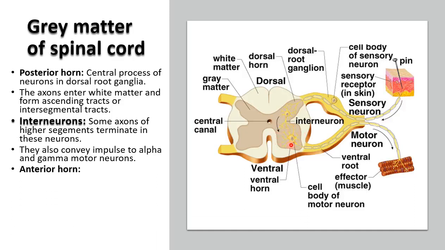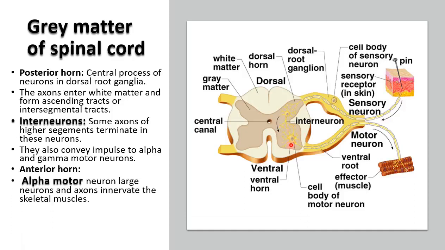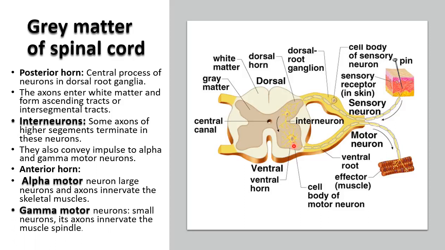One is the alpha motor neurons. They will go and innervate the muscle fibers, the extrafusal muscle fibers. The other type, called gamma motor neurons, will go and innervate your muscle spindle. So alpha motor neurons innervate the extrafusal muscle fibers, and gamma motor neurons innervate your intrafusal muscle spindle.